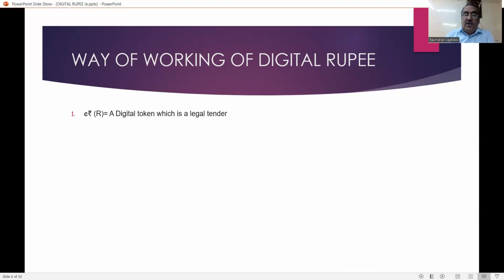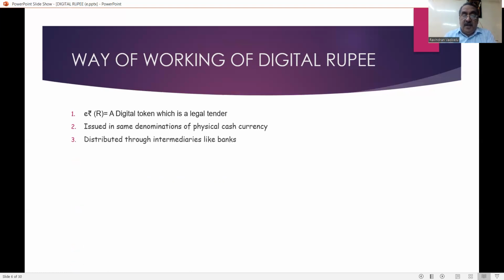This is a digital token, which is a legal tender, because it is introduced by the Reserve Bank of India, and it's issued in the same denominations as physical cash currency. So in all denominations, you can get 1 rupee, 2 rupees, 5 rupees, 10 rupees, 50 rupees, 100 rupees, 200 rupees, 500 rupees and 2000. In all physical currency equivalent values, you will be getting the digital token.